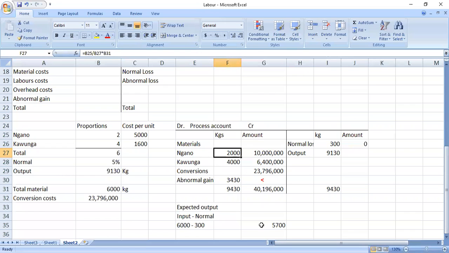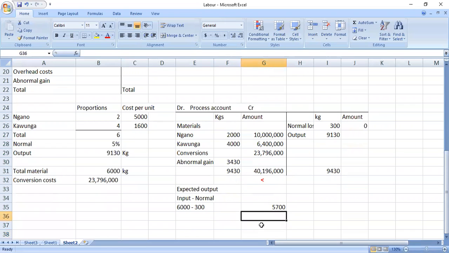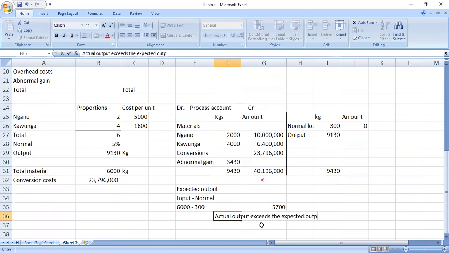Or you can say it is when the actual output exceeds the expected output. Then you have what you call abnormal gain. When your actual output exceeds expected output, you have abnormal gain.